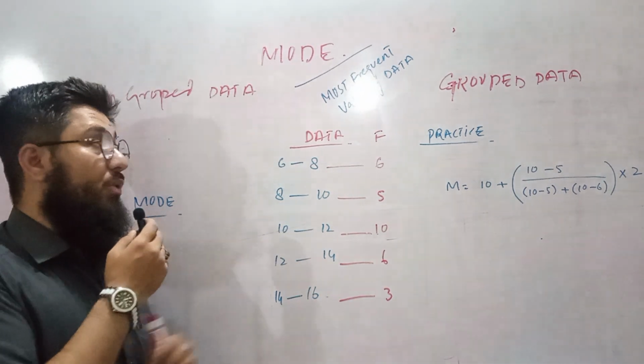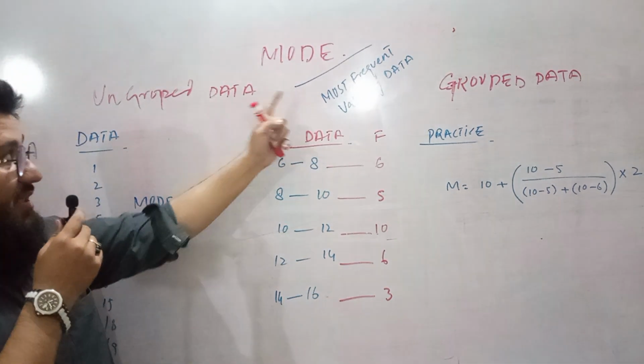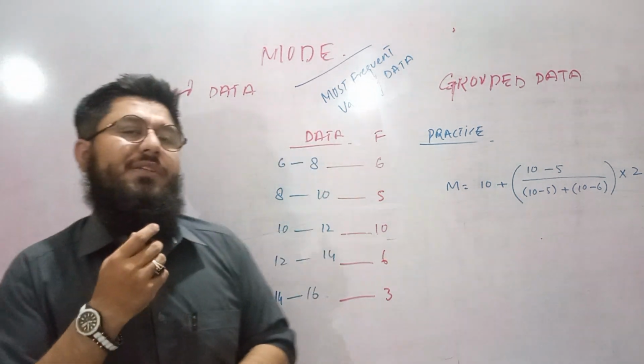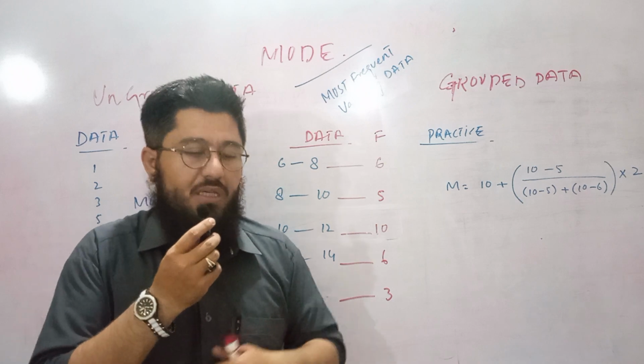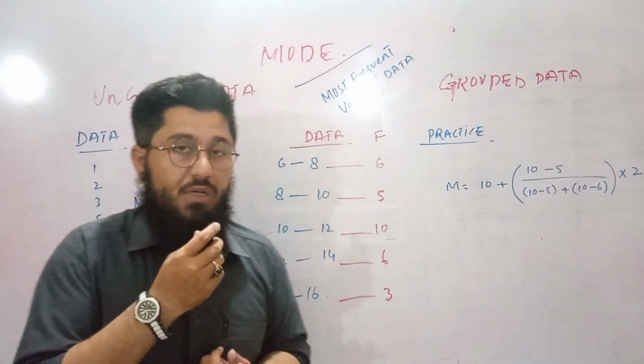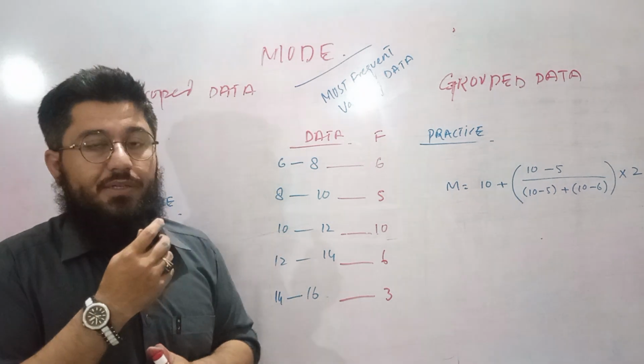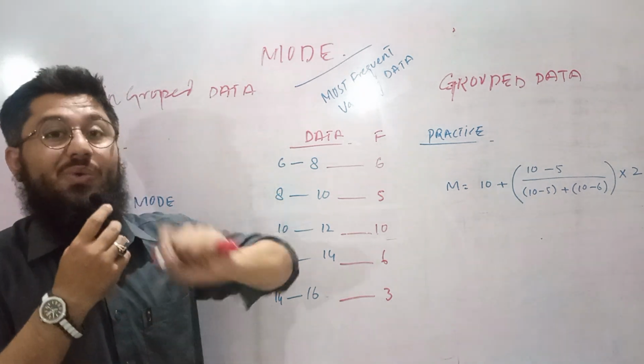Today we'll talk about the mode. We will discuss the easiest method to find the mode of ungrouped and grouped data. Ungrouped data is easy for us to find the mode, but it becomes difficult when we are about to solve the mode of the grouped data. So I will discuss with you the easiest way.